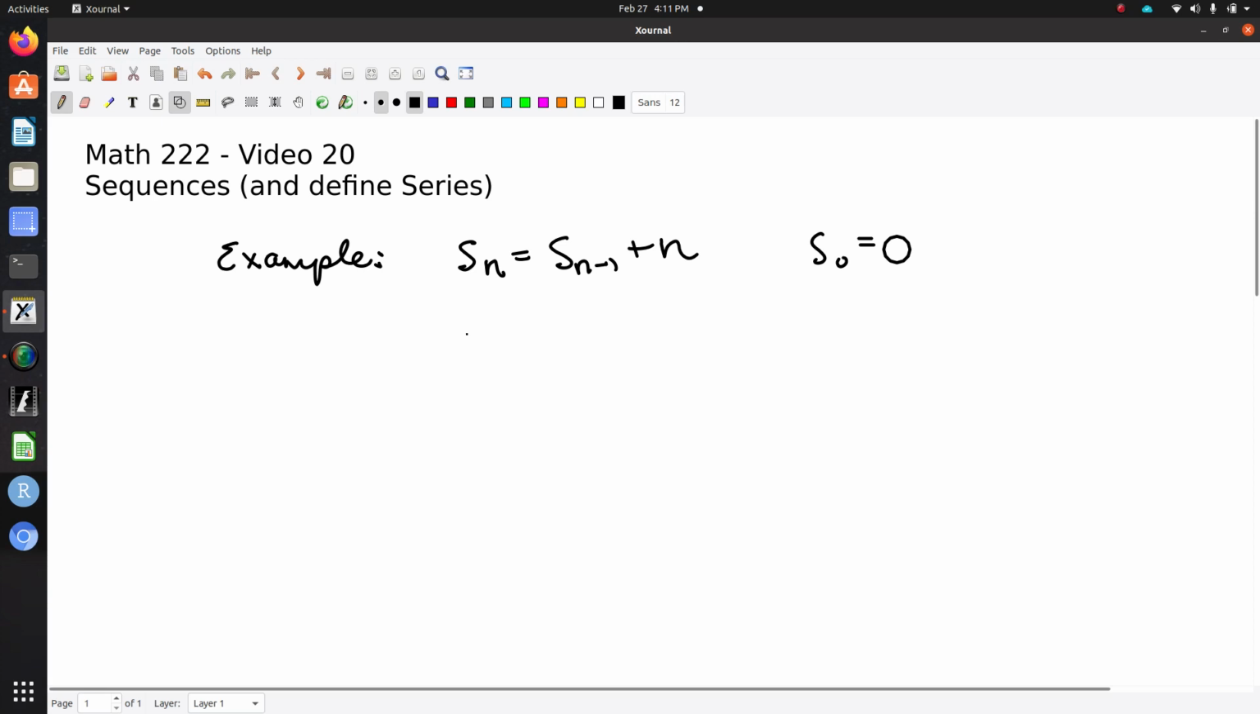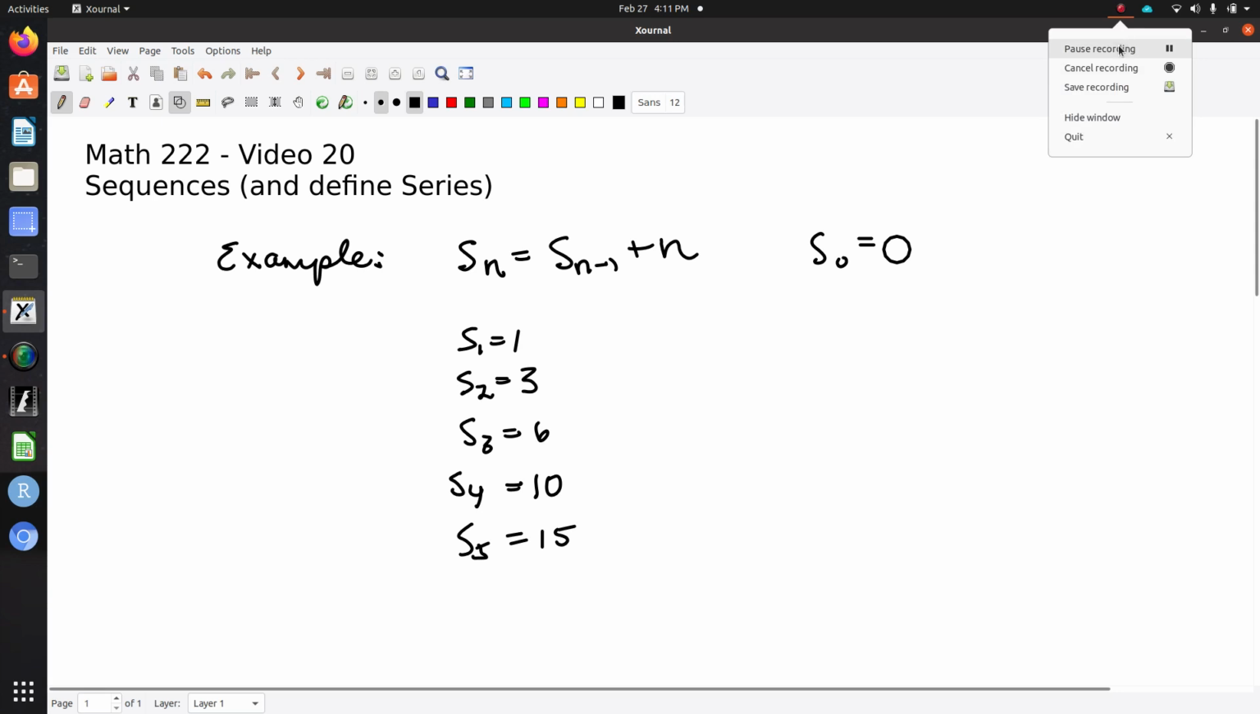So S0 is nothing. That means S1 is going to be 1. S2 is going to be 2 plus the previous one. S3 is 3 plus the previous one. S4 is 4 plus the previous one. And so on and so forth. And if you've never seen triangle numbers before, let me give you a formula for that.